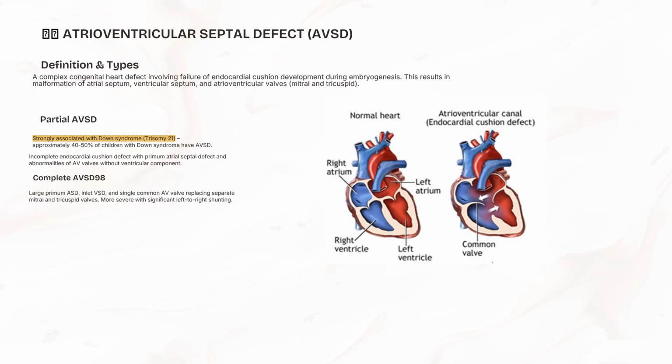You look at this picture here, the heart is having only one chamber. There is no separation between atrium and ventricles. Okay, so this is called endocardial cushion development failure. So this results in malformation of the atrial septum, ventricular septum, and atrioventricular valves, including mitral and tricuspid. Here I already said that there is no proper connection between the ventricles and the atriums also.